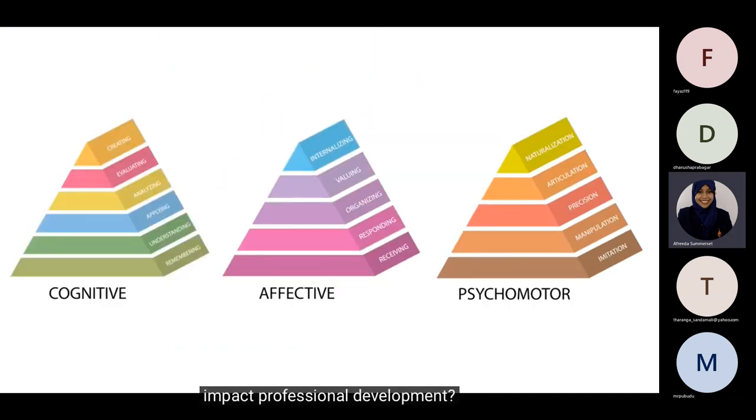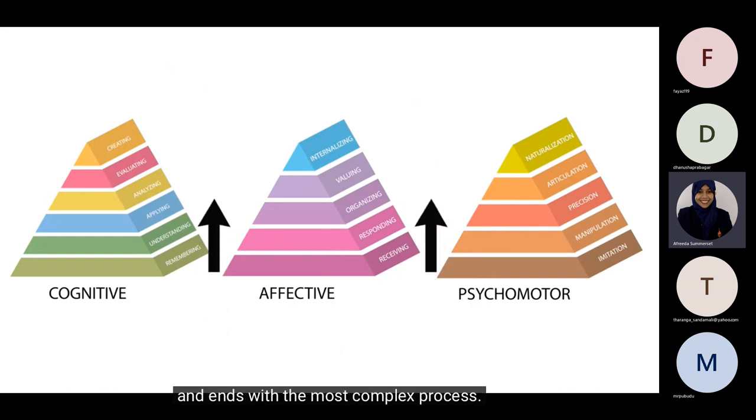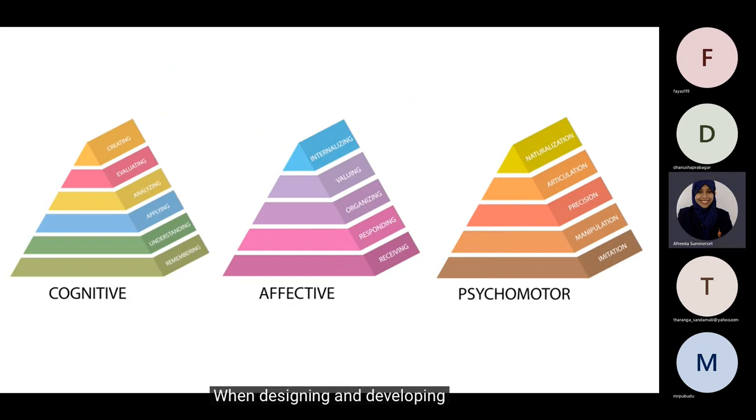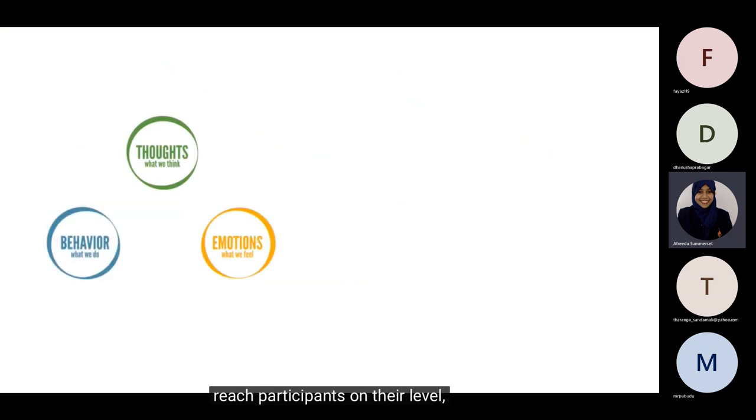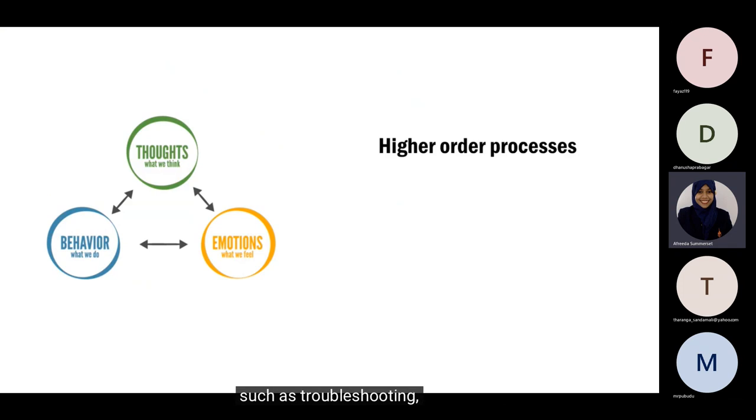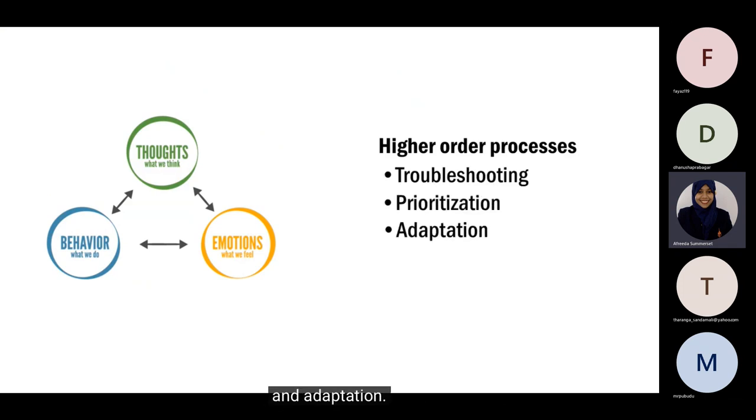How do the domains of learning impact professional development? Each domain represents a continuum of processes that begins with the most simple and ends with the most complex. When designing and developing professional development events, keep in mind that the audience will be comprised of adults. Most adults have mastered lower order processes in each of the domains, such as recall of information in the cognitive domain, listening and paying attention in the affective domain, and demonstrating mechanical skill, such as using a computer, in the psychomotor domain. To successfully engage the audience, events must be designed to reach participants on their level, which means going beyond the basic process and challenging them on higher order processes, such as troubleshooting, prioritization, and adaptation.